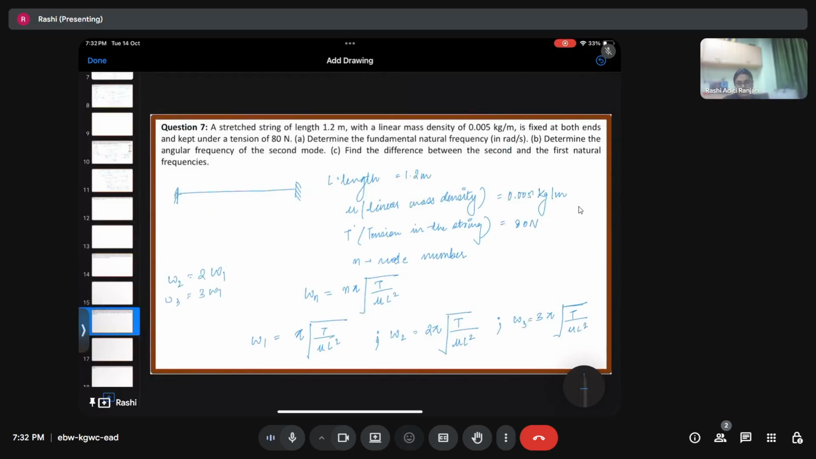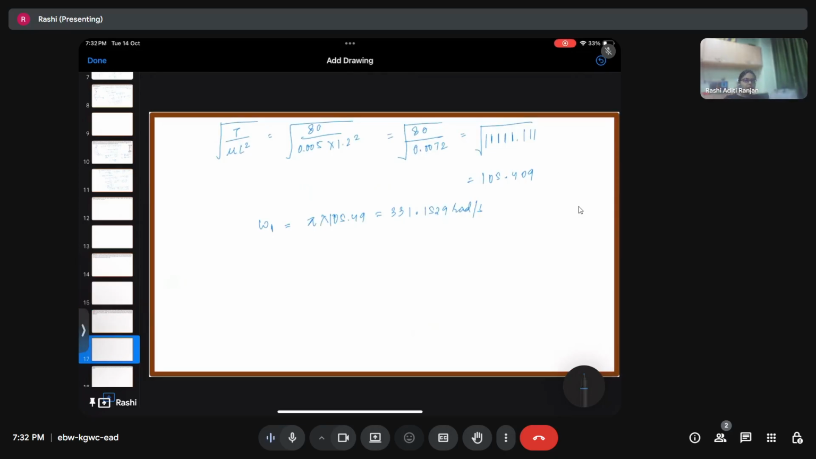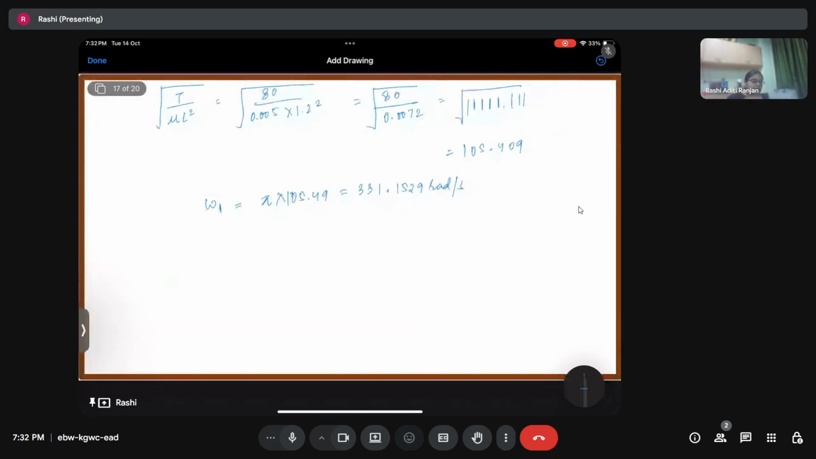Twice of omega 1. And likewise, omega n is n times omega 1. This is true for the different modes. So here we say that omega 1 is the fundamental mode, and omega 2 is the second mode, the second fundamental mode, you can say.